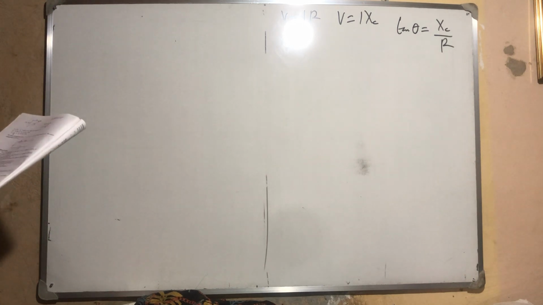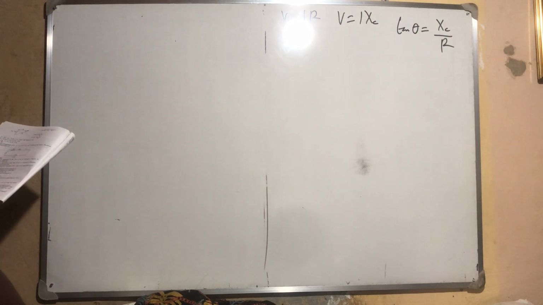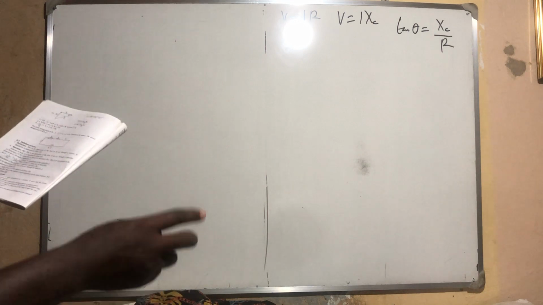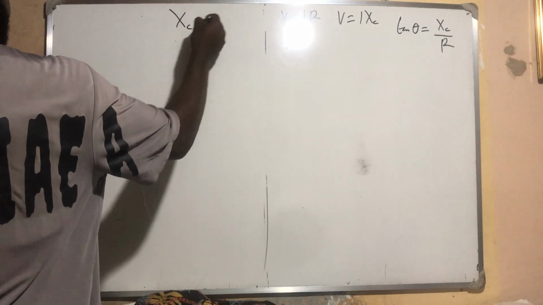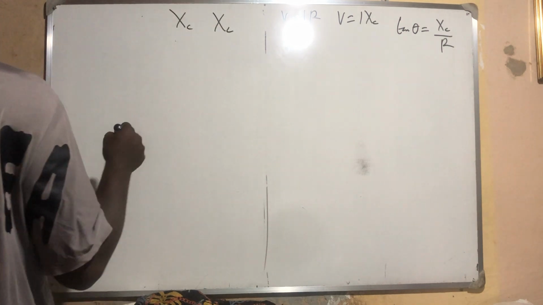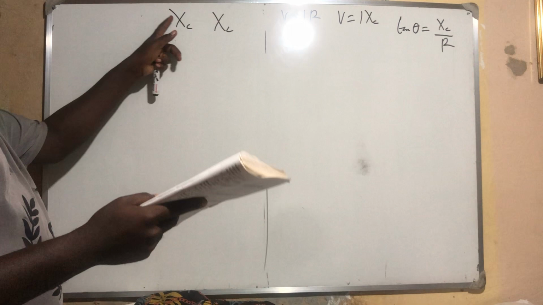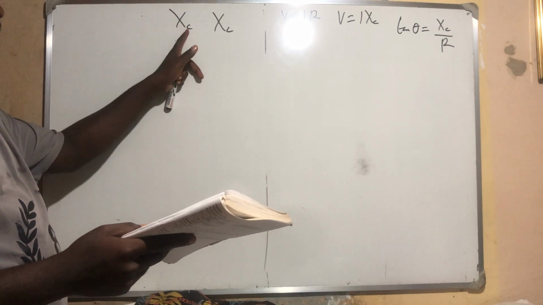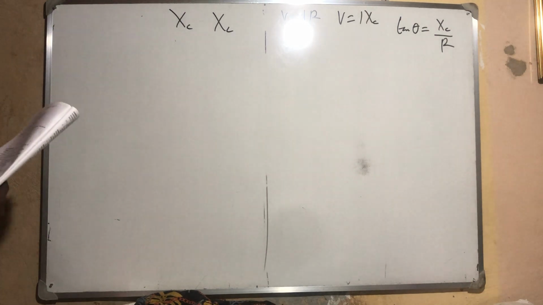The next thing is reactance, X. This is the opposition to the flow of AC through a capacitor or inductor or both of them. That is why we have XC and XL. It is called the capacitive reactance or inductive reactance. So you should take note of that.